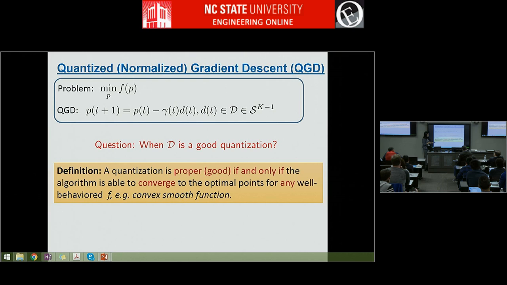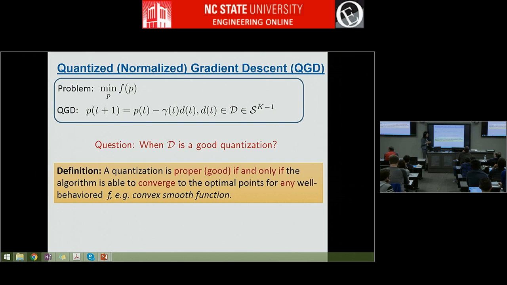Follow that idea, because in reality, I don't know what the F is. Think about the gradient descent method. When people design the gradient descent method, it works for all smooth convex functions. It's not just for one function. So that motivates us to think about the definition. What do I mean by a good quantization? A good quantization algorithm means even if you change your F, if I still follow the algorithm rule, it's still going to work. So we hope the quantization is going to converge to an optimal solution, even if you change the F. That means for any well-behaved F, it should work. So that tells us the definition of what we want to achieve when we think about quantization.